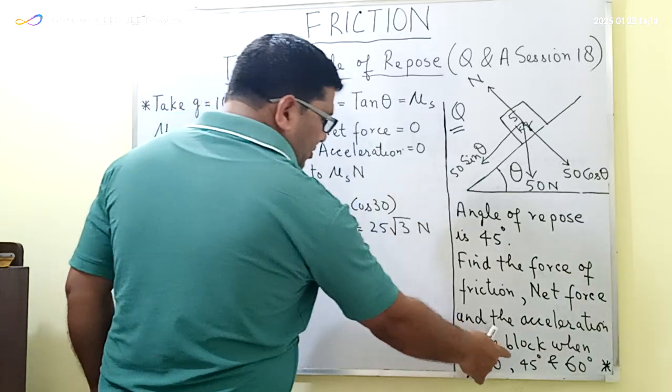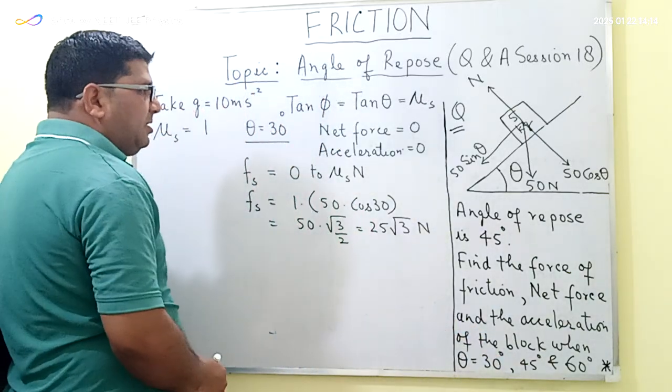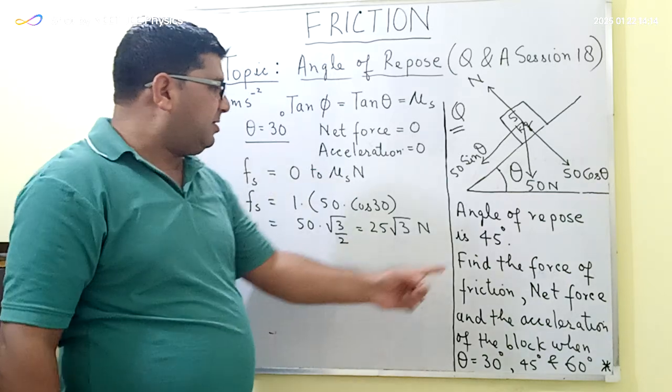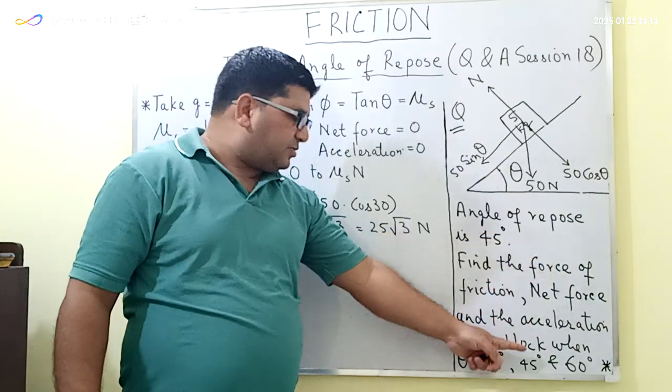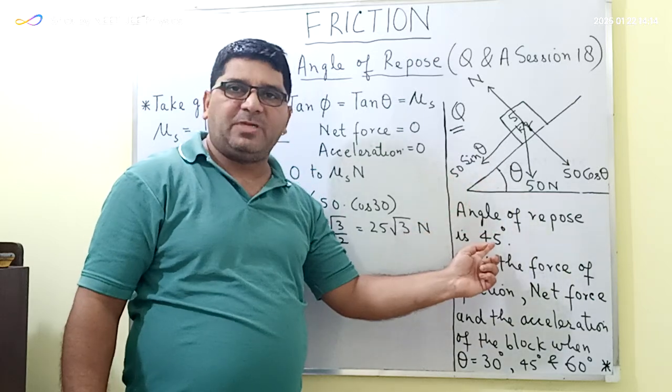Now let us come to the second case when theta is equal to 45 degree, which is equal to the angle of repose. So at this angle, this block will not move down along the inclined plane.